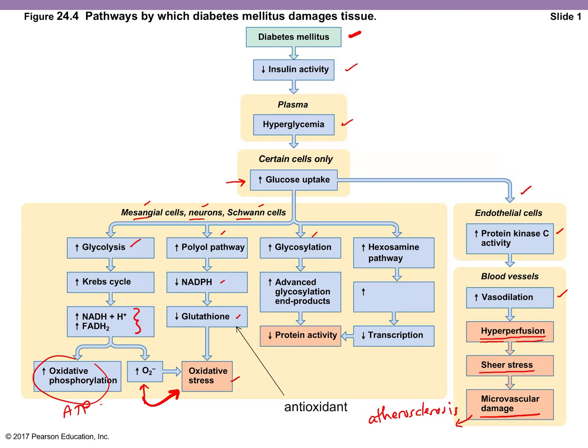We have glucose just attaching to proteins randomly. We're going to get advanced glycosylation end products, and that's going to lead to a decrease in protein activity. Whatever protein gets glycosylated is not going to work as well. And then lastly, there is another pathway called the hexosamine pathway. What it does is it downregulates transcription, so your cells are not able to make the proteins that they want to make, and that's also going to lower the protein activity.